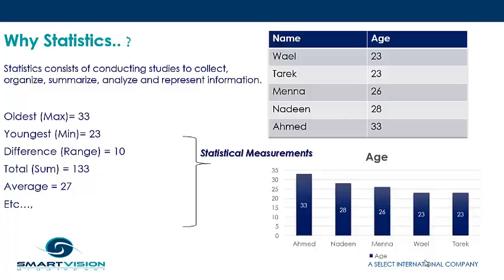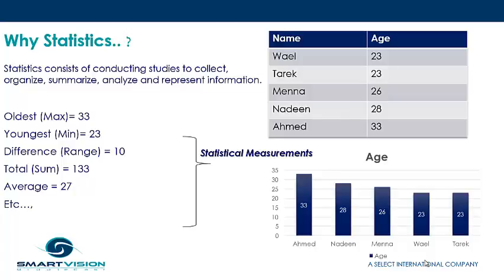And then, from the drawn chart or from the original table itself, we can have some observations to report, such as we can say that the oldest one in this list is Ahmed, and he is 33 years old. Also, there are two youngest people in this list, and they are both 23 years. The difference between the oldest and the youngest is 10 years.